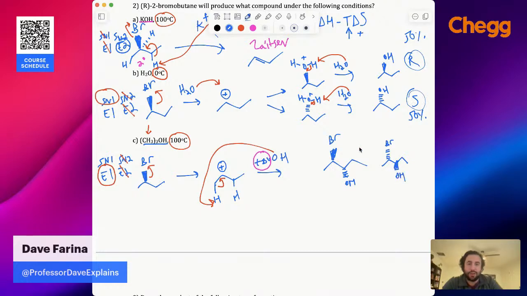So here's a chiral center. We inverted it, went from the wedge to the dash. Here's the chiral center. We inverted it. We went from the dash to the wedge. These are enantiomers. The enantiomer is the mirror image. You can either literally draw the mirror image, or you can just invert every chiral center.